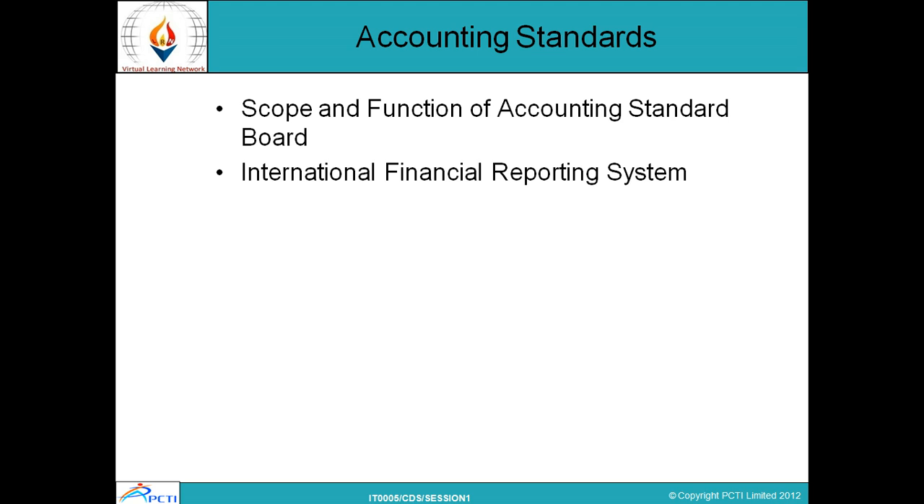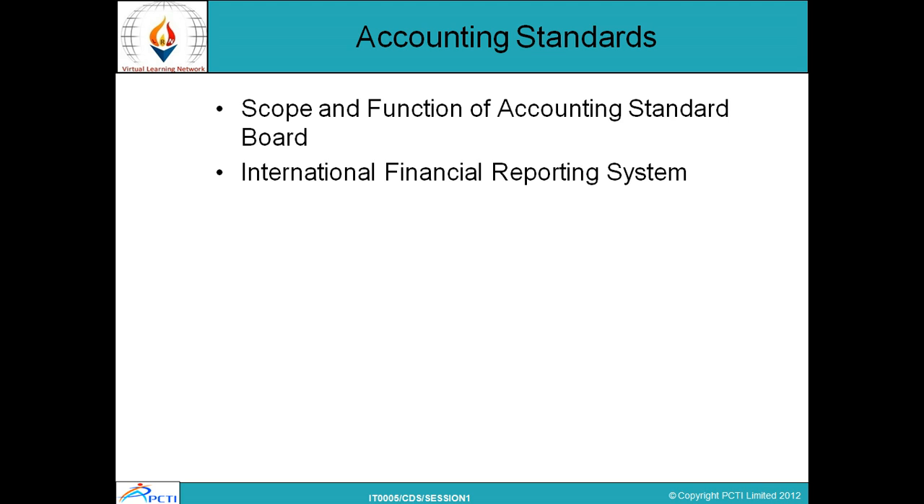Now, there are two things which we will discuss over here. First is the scope and function of the Accounting Standards Board. Second is the International Financial Reporting System. Let's understand the scope and function of the Accounting Standards Board, that is ASB. The Accounting Standards Board was constituted for the first time by the Institute of Chartered Accountants of India, that is ICAI, on 21st April 1977, and the aim of this board was to bring uniformity among various accounting policies and practices that were practiced in India, right?